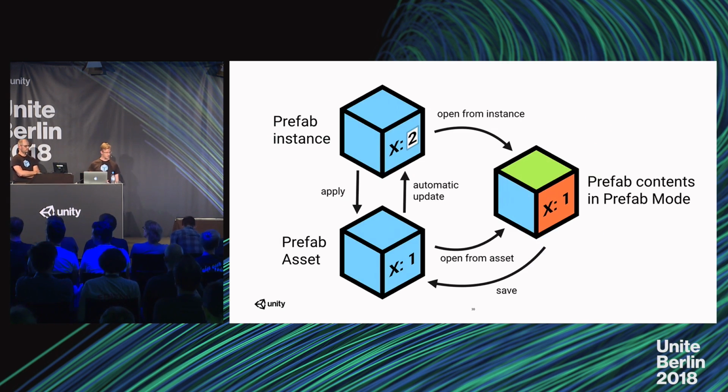Right, so just an overview of the whole relationship. You have the prefab instance at the top, where you can apply down to the prefab asset at the bottom. From either the instance or the asset, you can open the prefab into prefab mode, where you're seeing the contents of the prefab. You can save any changes you make, which go to the prefab asset. And any changes made to the prefab asset, whether they come from saving from prefab mode or from applying from an instance, will cause instances of that prefab to be automatically updated.